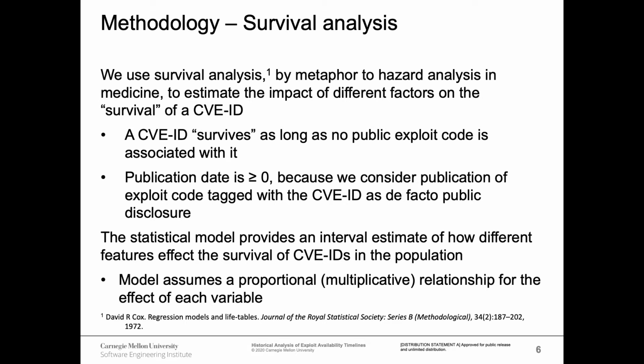The total population is about 75,000 vulnerabilities over this 7-year span. The model assumes a proportional relationship for the effect of each variable, so there are no logistic or exponential or additive relationships modeled with a Cox proportional hazard model. So we take this on as an assumption. It's probably fine, but an untested assumption, so one of the things that we want to look out for.